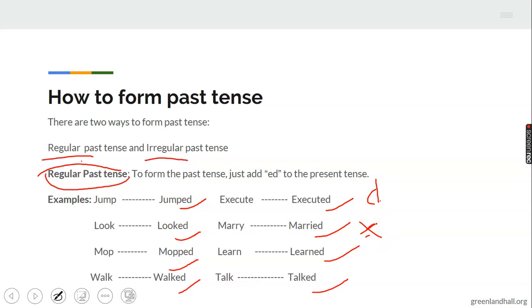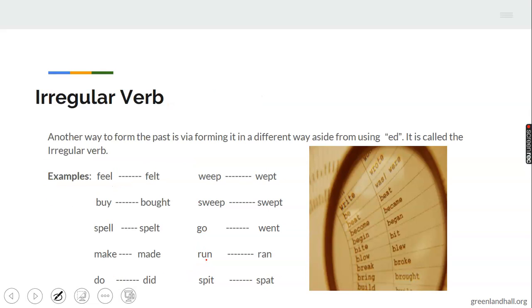So you can see, and in some cases you have to add another letter, the same letter, just like we have in mopped. You have to add another P before you put the ed. But in all, when you add ed to the present form, you call it the regular form. Then we have the irregular one. The irregular one doesn't have any particular way of forming it. The only thing you understand is that you don't have to add ed to the present form. You can form it in different ways.